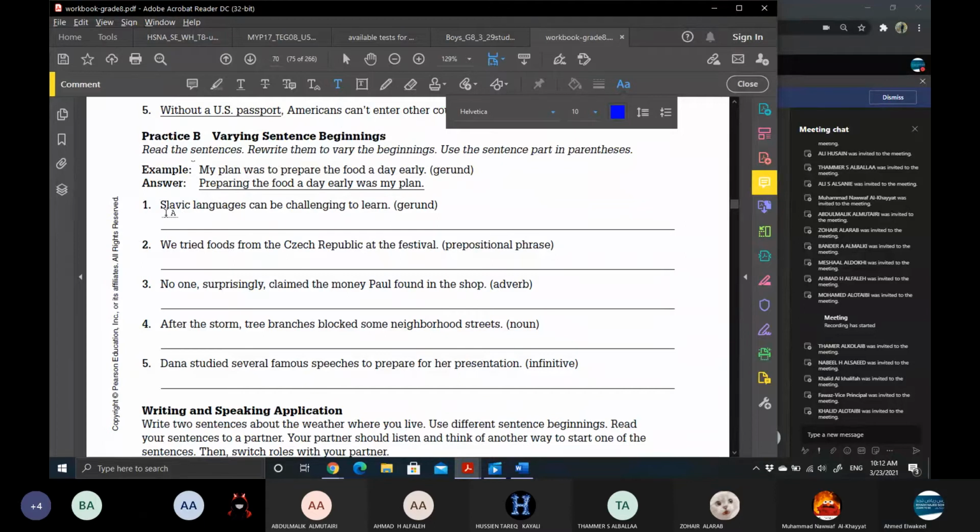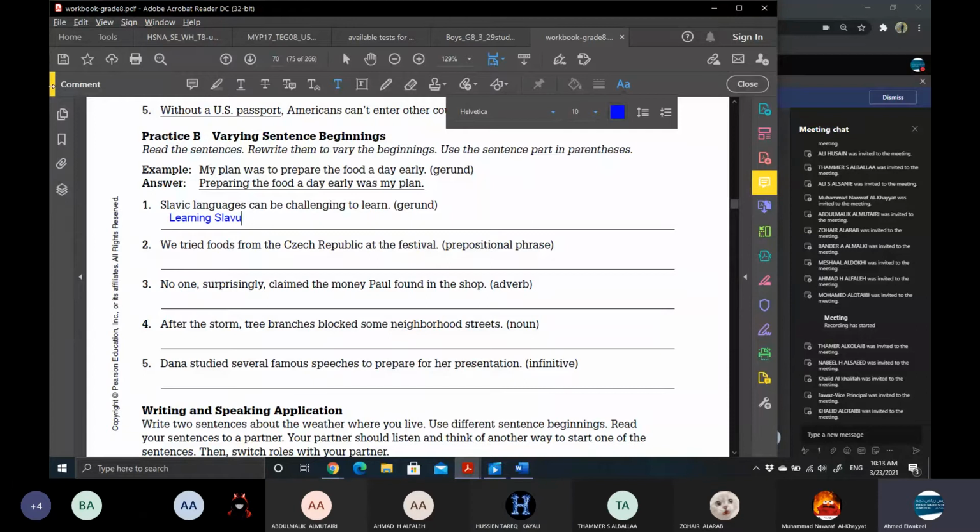And number one: Slavic languages can be challenging to learn. Can I ask? Yes, Hasan. Challenging languages. Challenging Slavic languages can be... Hasan, what is the action verb in this sentence? Challenging? No. Can? No, can is a modal verb. Learn. Yes. So bring the action verb and put ing on it. Learning. So, learning Slavic languages can be challenging.